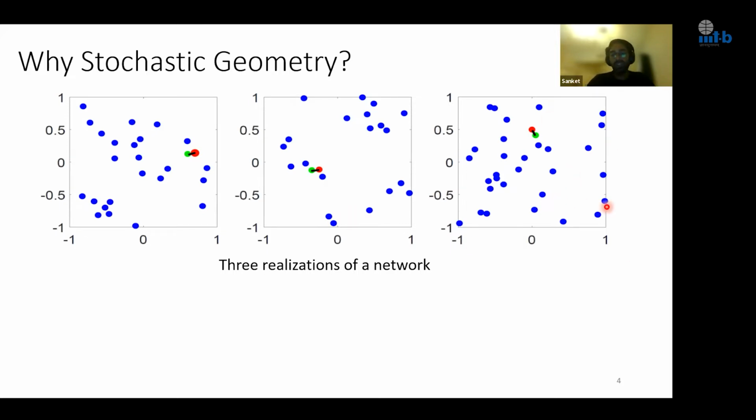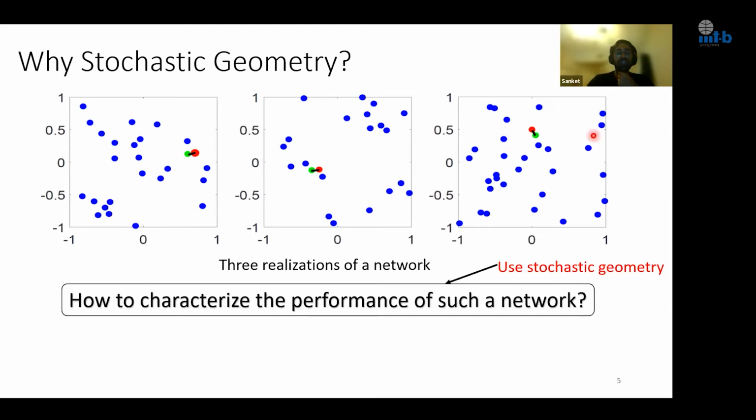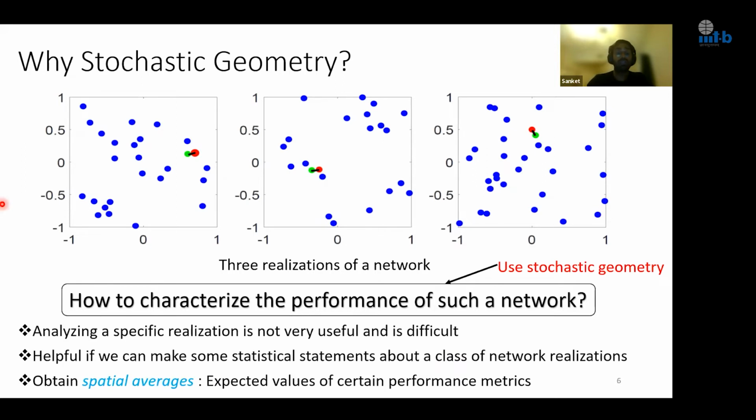So in my opinion, I do not see these three figures as three different networks. Instead, I see these figures as three different realizations of a network, or the ensemble of a network. Now, the challenge is that if we focus on just a specific realization, the analysis done for a specific realization is not very useful, meaning that you have to keep redoing all the calculations again and again as the topology of the network changes.